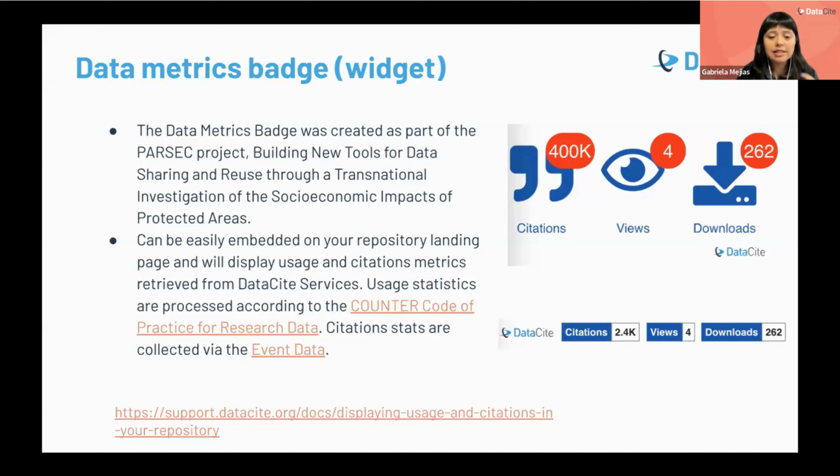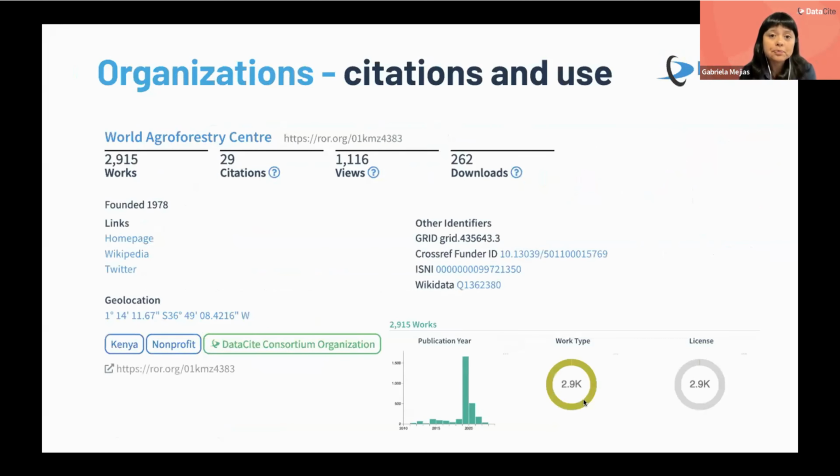So the way it works is basically you need to insert an HTML snippet into your repository, and then you will be able to start tracking citations, views, and downloads. And you can also customize these widgets, so you can choose how to visually display this information. So this is one option, this is another option, and there's more information on the link.